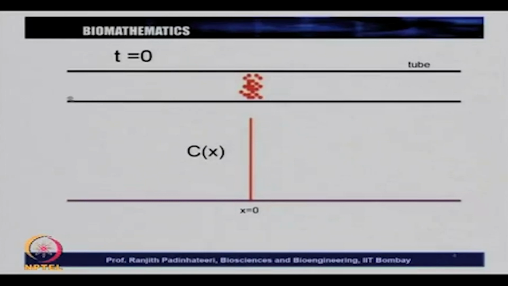Basically, the physical picture is that you have a tube, and in the middle of the tube you have some protein molecules. The concentration of the protein molecules is only at x equal to 0, and nowhere else do you have these protein molecules. How do we represent this kind of a thing mathematically? What is the equation that you will write to represent this in a mathematical form?